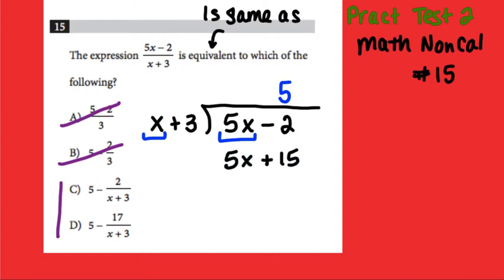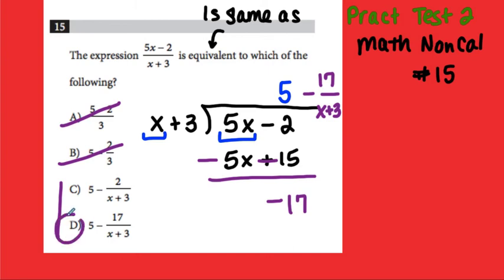Now, because it's division, we now subtract that from 5x minus 2. So this is going to become minus. When I add down, I get negative 17. And that is my remainder. My remainder gets put as an add-on to the answer over the original divisor. So my answer would be D.